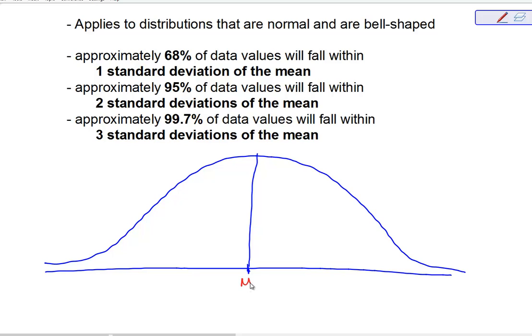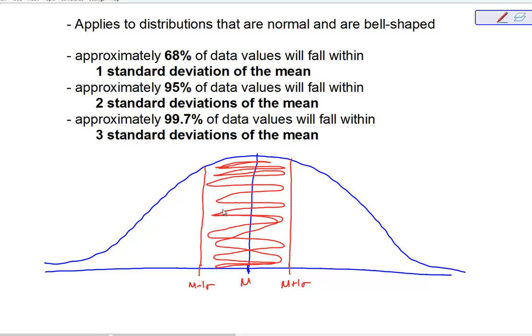The empirical rule suggests that if I go out and say the mean plus 1 standard deviation and the mean minus 1 standard deviation, so in between these two lines here, in between these two lines, approximately 68% of my data will fall. So 68% will fall in this red shaded area.